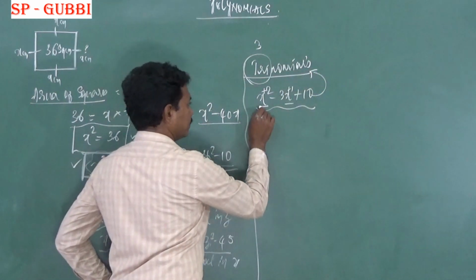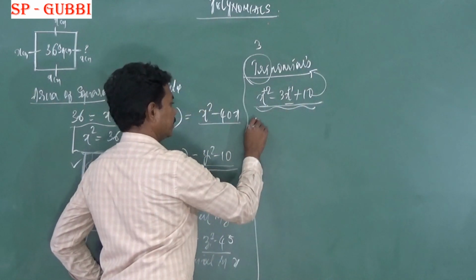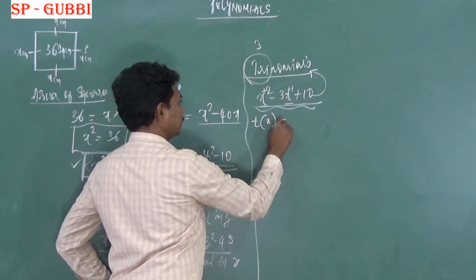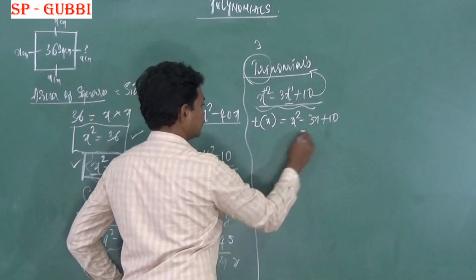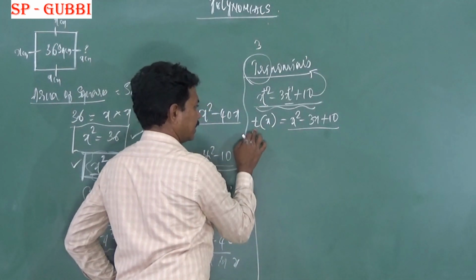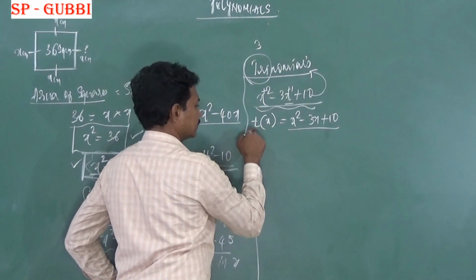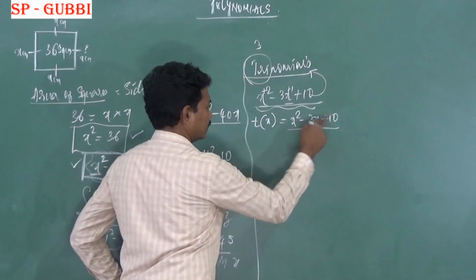So here the variable involved in this polynomial is x. Therefore I can give a name, for example, t of x is equal to x square minus 3x plus 10. So t is the name of the polynomial. To identify that polynomial, we keep this name, and x is the variable involved in this.